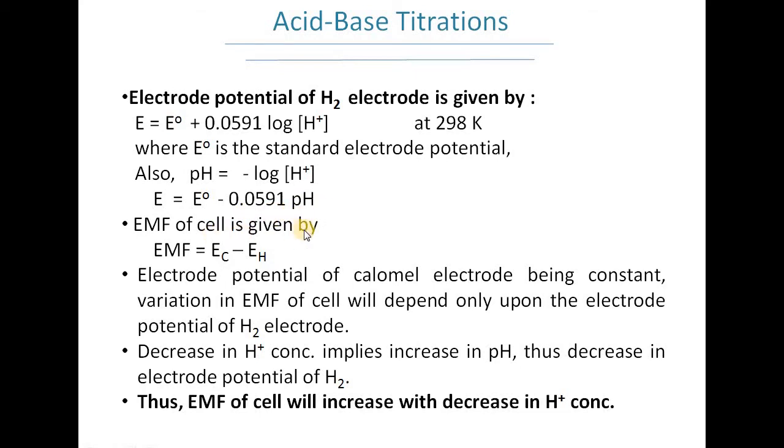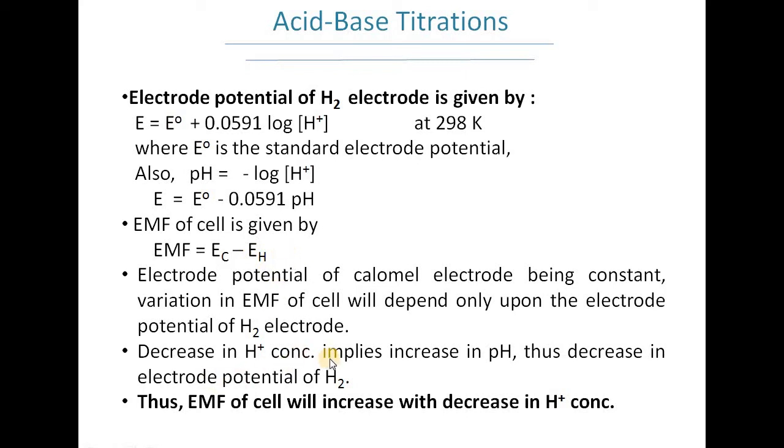Now, the EMF of the cell is given by the electrode potential of the cathode minus the electrode potential of the anode, which in the present case is the electrode potential of the saturated calomel electrode minus the electrode potential of the hydrogen electrode. As the electrode potential of the calomel electrode remains constant, the variation in EMF of the cell will depend only upon the electrode potential of the hydrogen electrode.